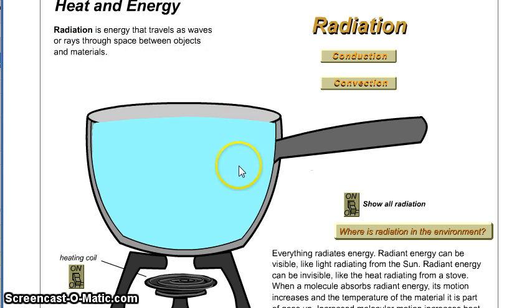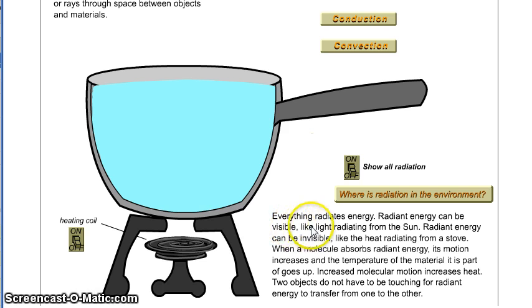Okay, with radiation, we can see that everything is going to radiate energy. Radiant energy can be visible, like light radiating from the sun. Radiant energy can be invisible, like the heat radiating from a stove. When a molecule absorbs radiant energy, its motion increases, and the temperature of that material it is part of goes up. Increase in molecular motion increases heat. Two objects do not have to be touching for radiant energy to transfer from one to another.